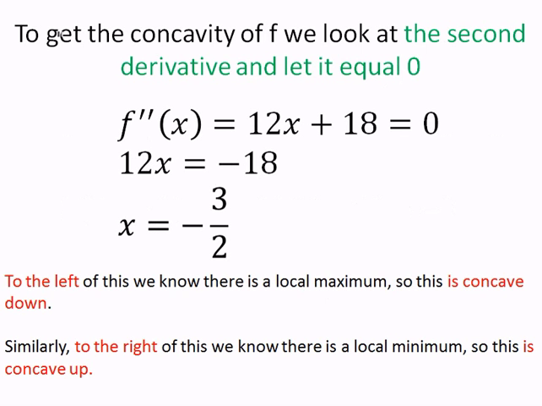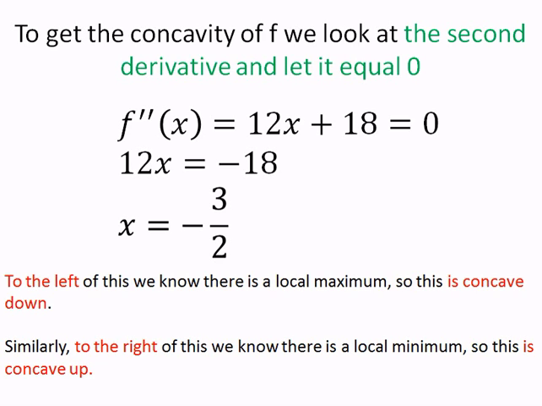Okay, so now we're going to move on to the third and final part of this question. We're going to try and find the concavity. What we're going to do is set the second derivative equal to 0 and then solve this. If we set 12x + 18 = 0, we find that x = −3/2. To the left of this, we know there is a local max at x = −4, which tells us the function is concave down to the left of x = −3/2. Similarly, to the right there is a local minimum at x = 1, so we know that to the right of x = −3/2, the function is concave up.